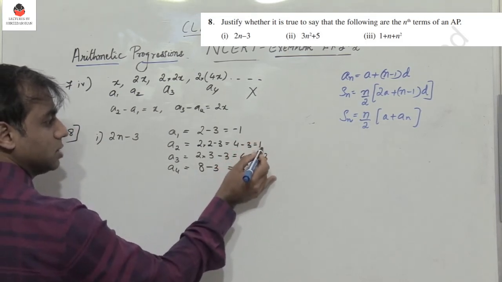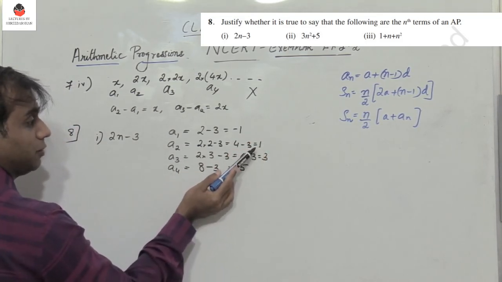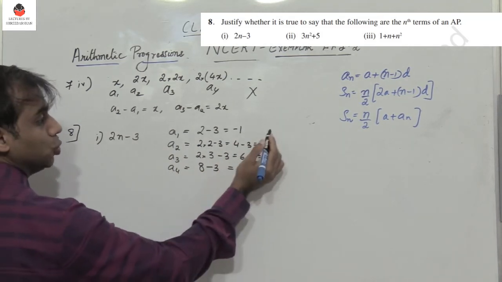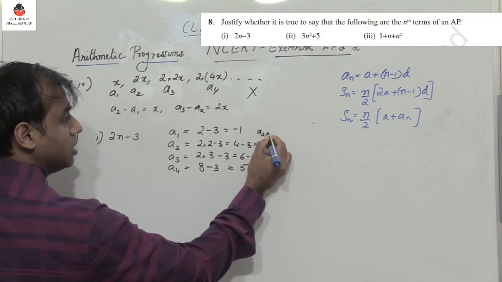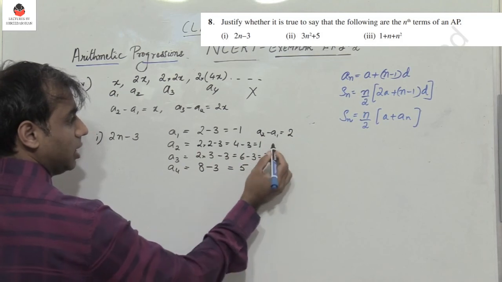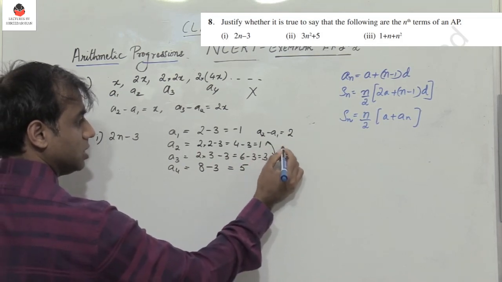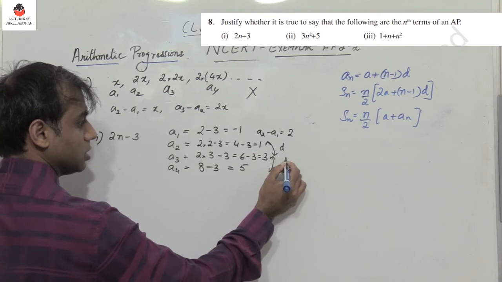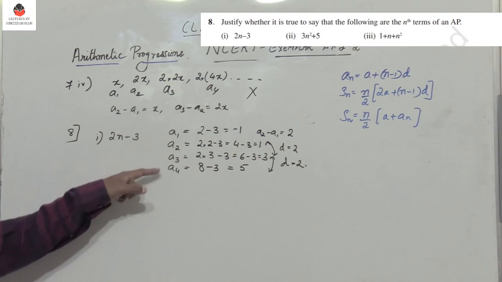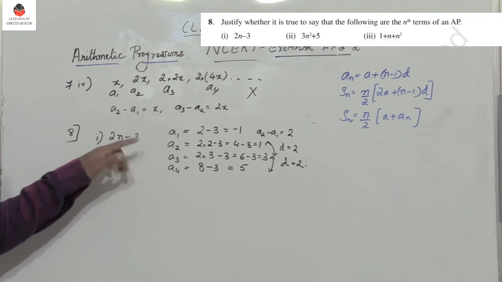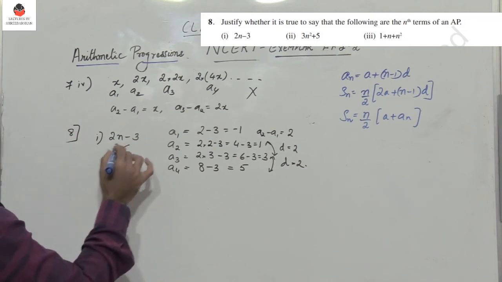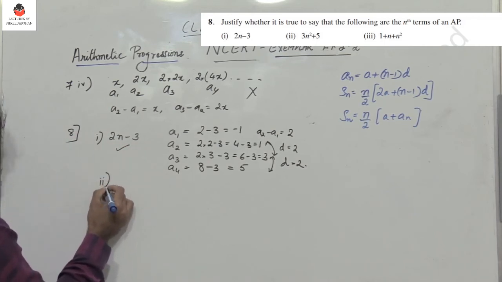What is the common difference? Here we observe that the common difference in all these cases happens to be 2. So A2 minus A1 equals 1 minus of minus 1, which is 2. Next, A3 minus A2, again the common difference is 2. Again here the common difference is 2. So definitely this forms an arithmetic progression, and 2n minus 3 will form the nth term of an arithmetic progression. So this is true.